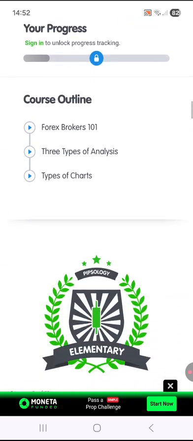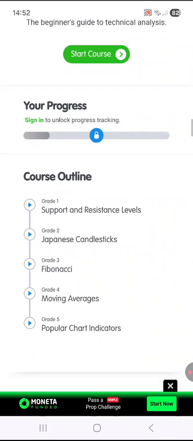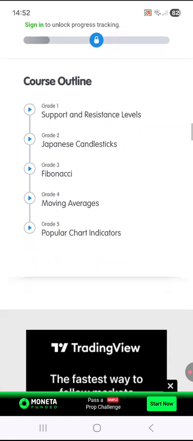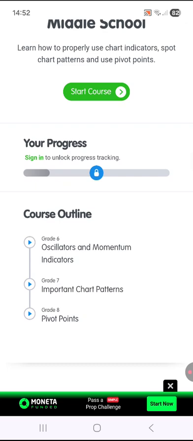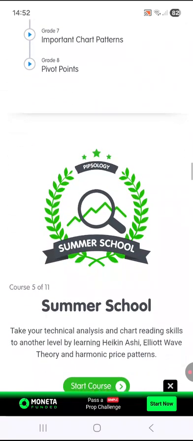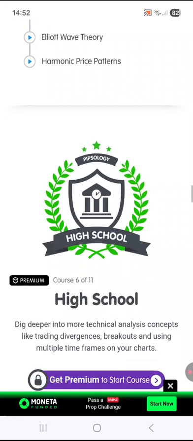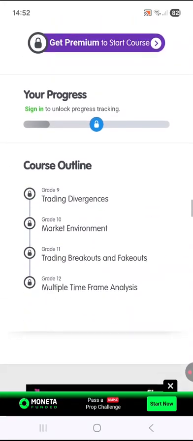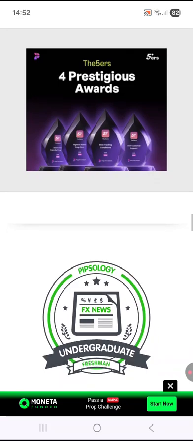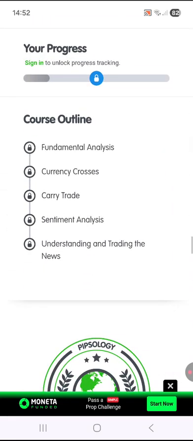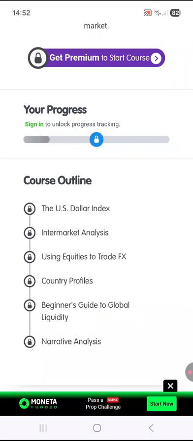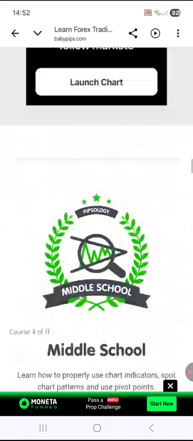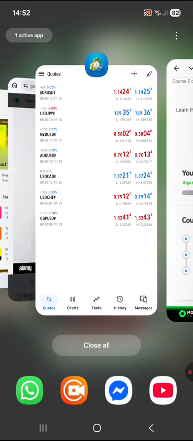Okay. Beyond kindergarten, they have elementary school. You see resistance levels, moving averages. This is kind of too much information in order to get started executing the trades of what we do. So they have the summer school, middle school, high school, and then you get your diploma here, I believe, market environment, undergraduate, freshman. So they have a whole program here, but it really is too much information. I'll let you go through that if you want to. But we're done with that now.